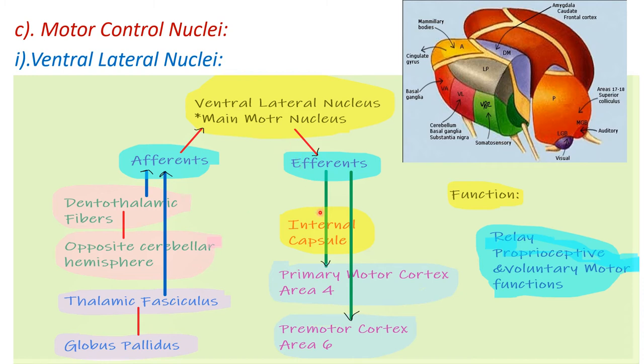Then it sends its efferents via the internal capsule to the primary motor cortex, that is area 4, and the premotor cortex, that is area 6, of the cerebral hemisphere. The main function is relaying proprioceptive and voluntary motor control functions. So as a mnemonic, L for ventrolateral, then M for voluntary motor function, and P for proprioceptive. After L there is M: it plays a role in relaying voluntary motor functions, and then P for the proprioceptive functions.